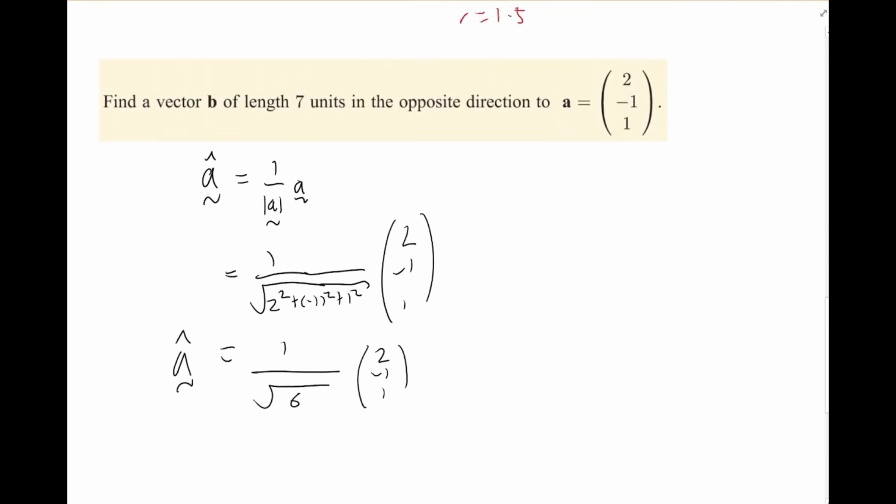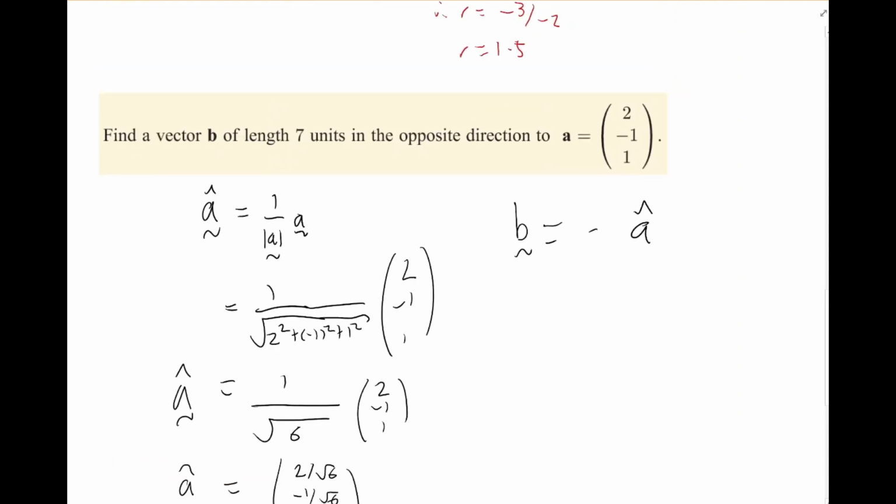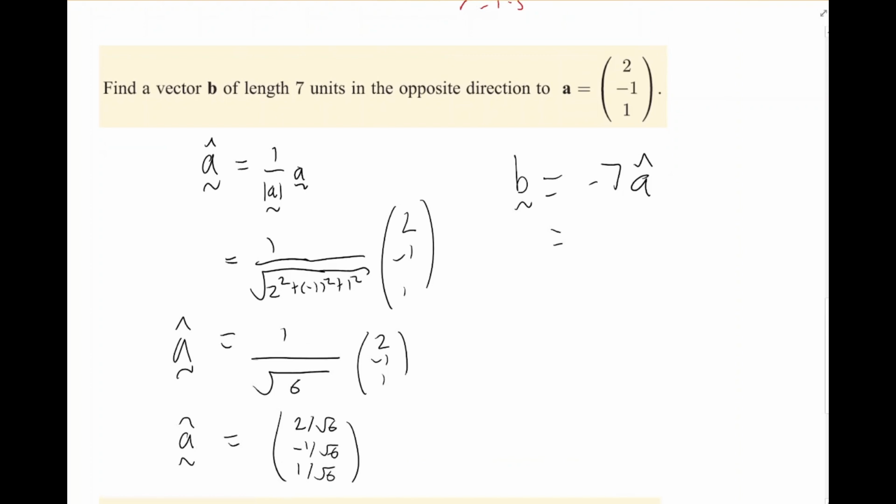So essentially, if you want to step it out and say exactly what it is, this is going to be (2 over root 6, -1 over root 6, 1 over root 6). That's our vector a hat. Now, b is not the same as this. b is supposed to be negative in the direction of a hat. That would give us a vector that has a length of 1 pointing the other way from a hat. And we also then need to scale that vector up by 7. So that's the vector we're looking for.